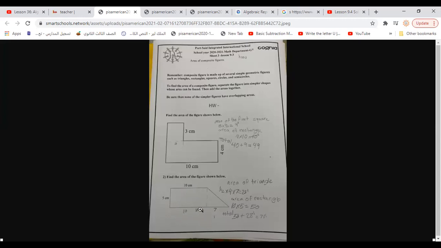Then 17 minus 10, it will be equal how many? 7, right? And the height, it will be how many? 5 centimeters, right? So the area of the triangle equals half times base times height, which is 7 times 5. Hannah, you wrote it's equal 28. It's half times base times height. The base equals 7 and the height equals 5. So 7 times 5 equals 35 times half.